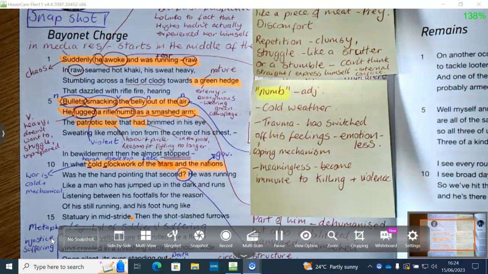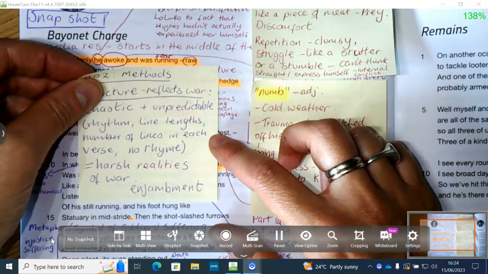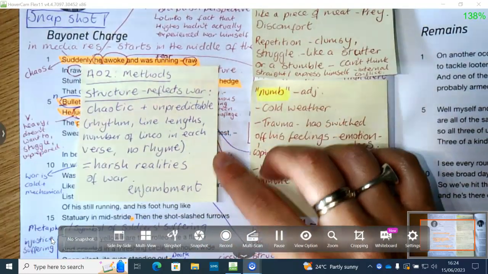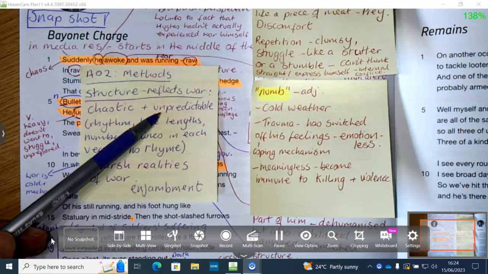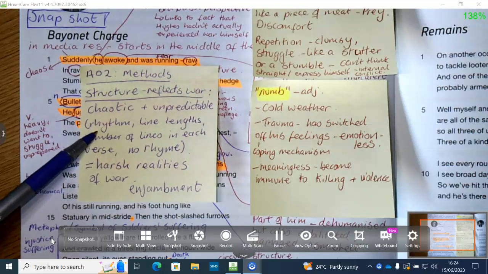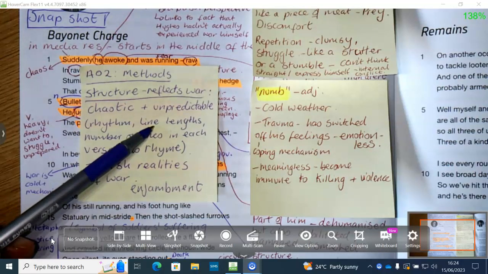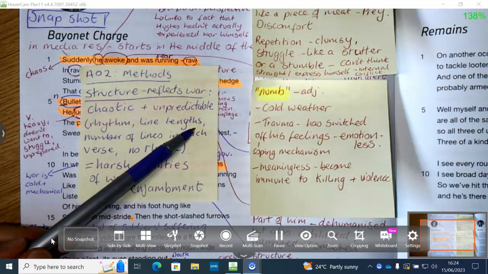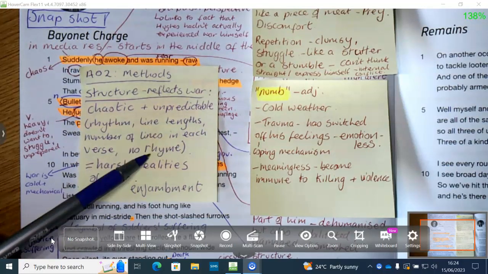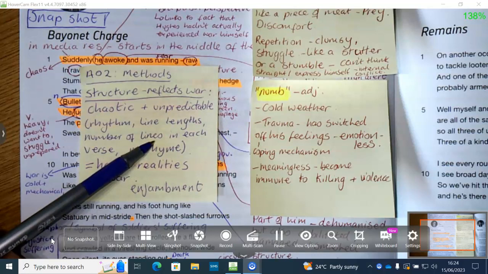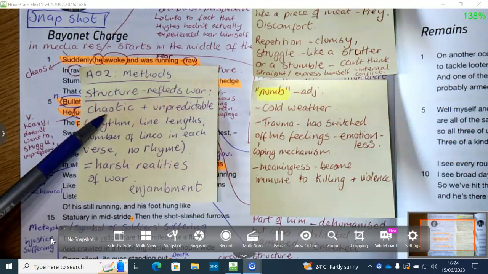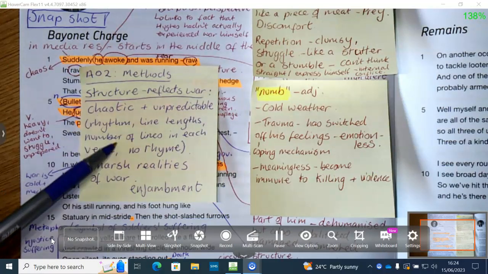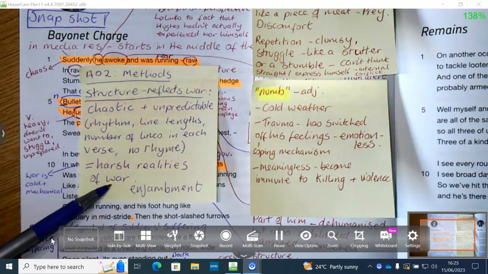But what else can we say about structure? I'm just going to give you some other things to think about here. The structure of the poem also reflects war. So if we look at the structure of the poem, we might want to describe it as chaotic and unpredictable. And that's because there doesn't seem to be any rhythm. There don't seem to be any rules around line lengths. They all seem quite different. Each verse has a different number of lines. That's not consistent, and there's no rhyme anywhere. So this chaotic and unpredictable structure reflects the realities of war.